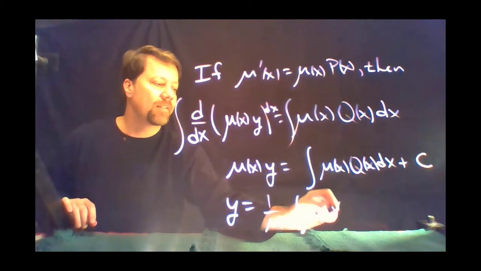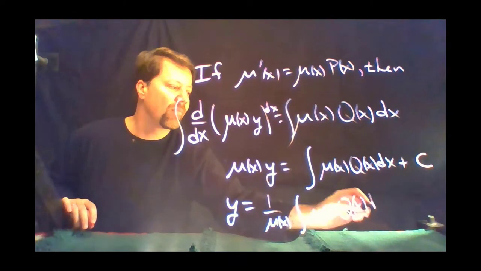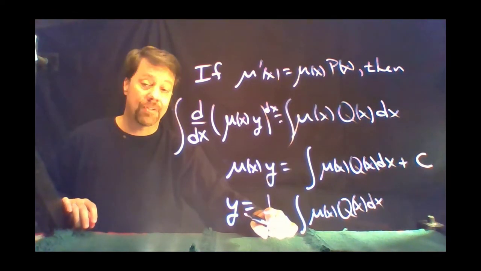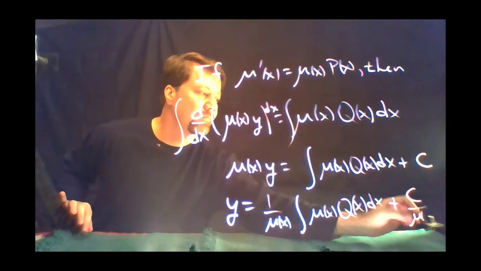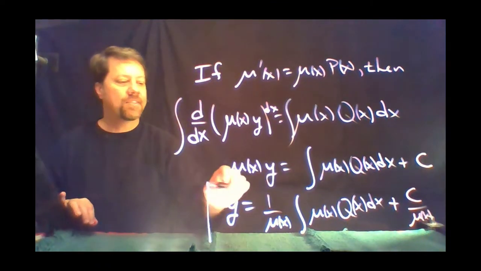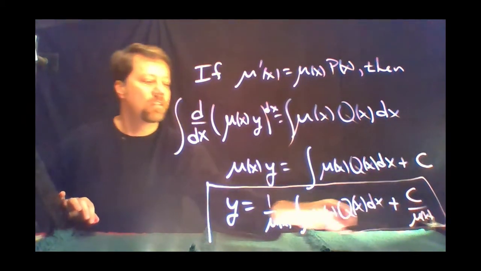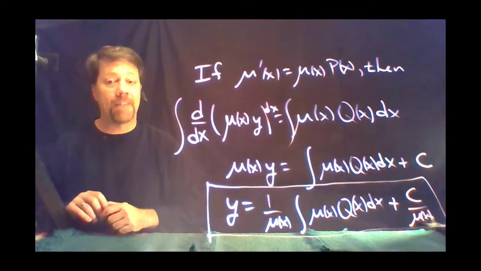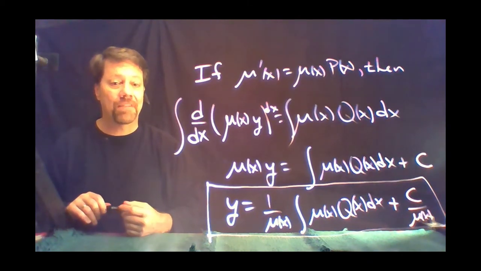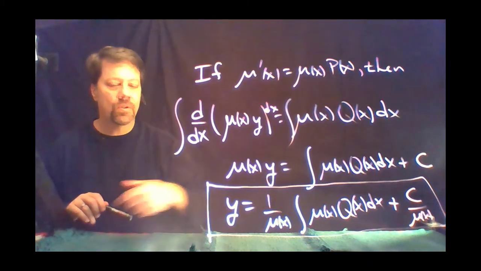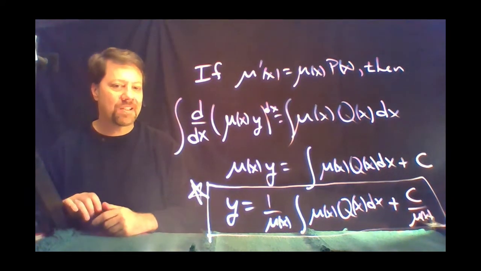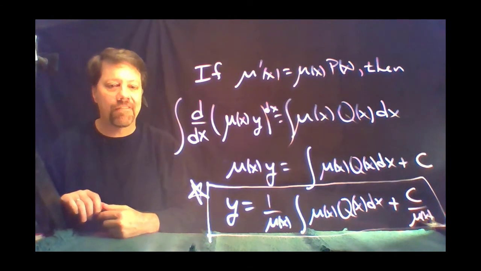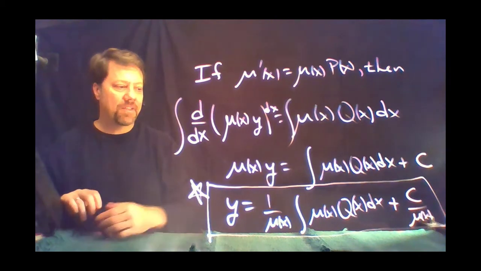We can solve for the function y by dividing by mu of x. Note that on the right, mu of x here is outside of the integral. It cannot cancel the mu on the inside. And this gives us the solution to all first-order linear problems, provided we can figure out what the integrating factor mu is. You're going to memorize this formula. By memorizing this formula, you won't have to rederive the solution every time, and you'll save a lot of time and effort in the solution process.